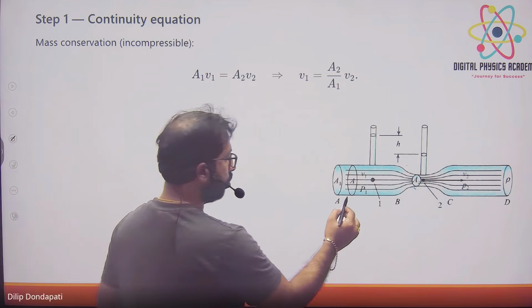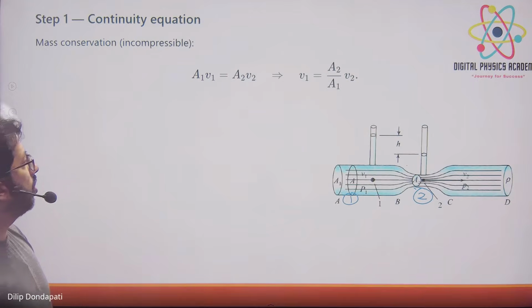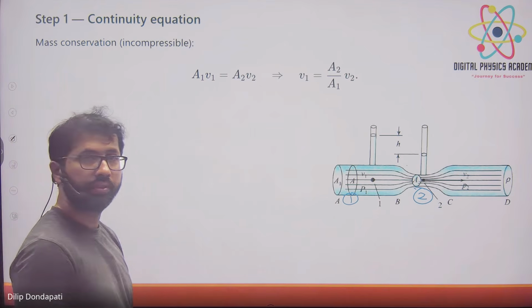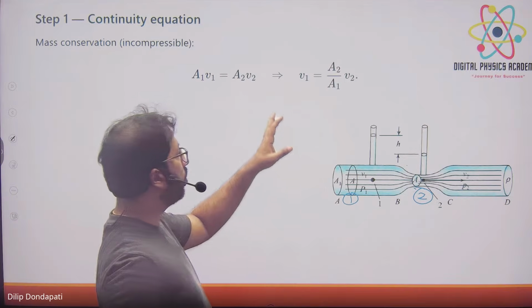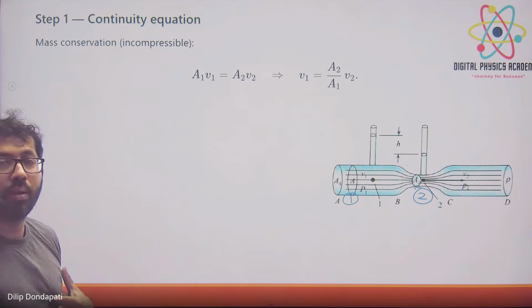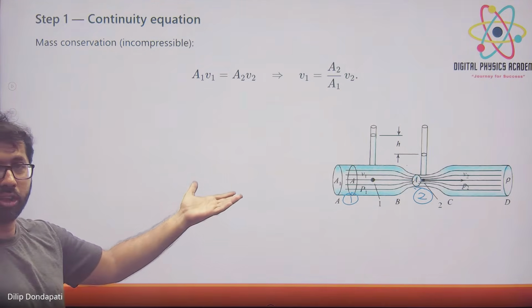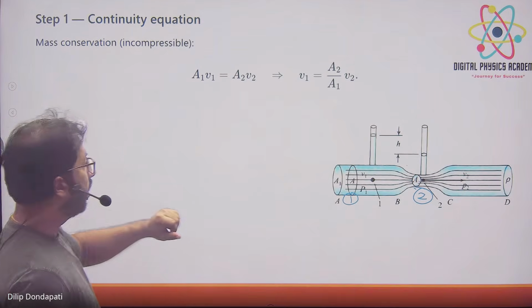I am applying for these two points, first point, second point, and v1 is equal to... For calculating the rate of flow, we are using all these things. Now we'll apply Bernoulli's principle, because it's an application of Bernoulli's principle, right?